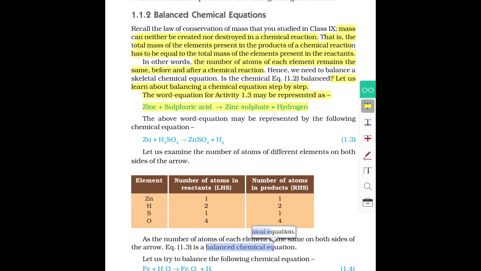Now let us try to balance the following equation: Fe plus H2O gives Fe3O4 plus H2.